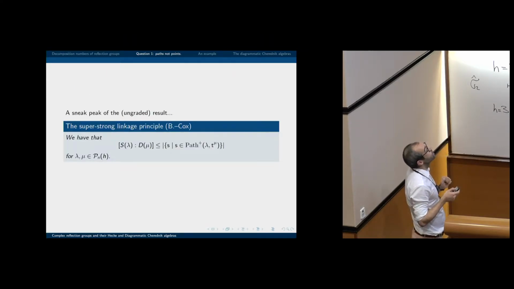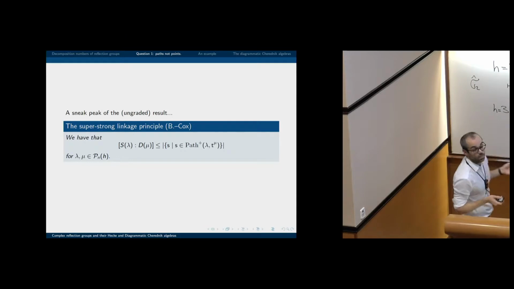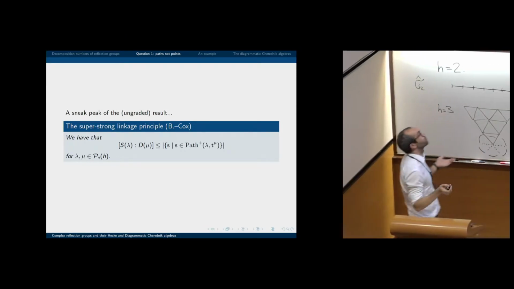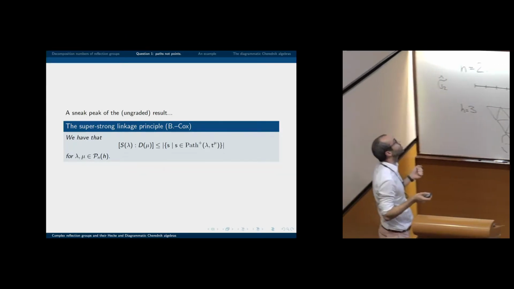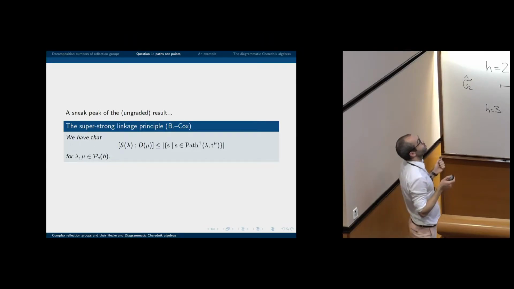So now, a sneak peek of the result. This is the ungraded version. Our result is that if I consider the decomposition number, S lambda delta mu, then this is bounded above by the number of paths in this set, right? And here, notice there's a plus sign. So this is better than the strong linkage principle, so you might call it the super-strong linkage principle, with a hyphen so people don't think you're talking about supergroups.